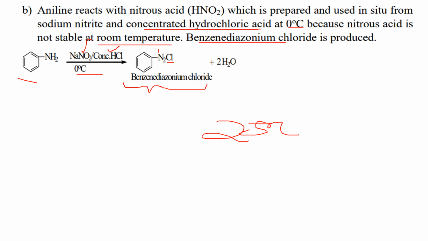So this N2 has a positive on it, and this chlorine atom has a negative on it. However, these charges tend to neutralize, that's why in mine I didn't include the charges. Then plus water, since it's a condensation reaction.